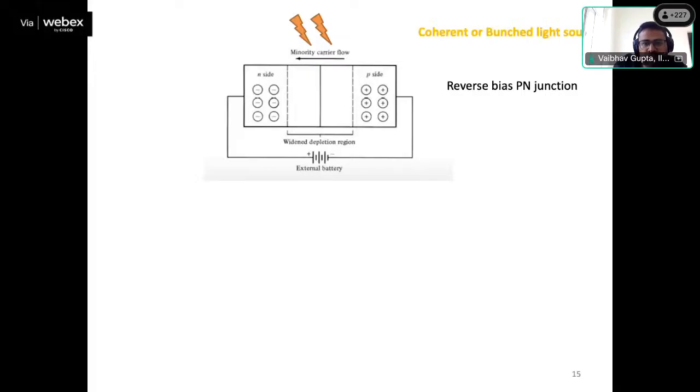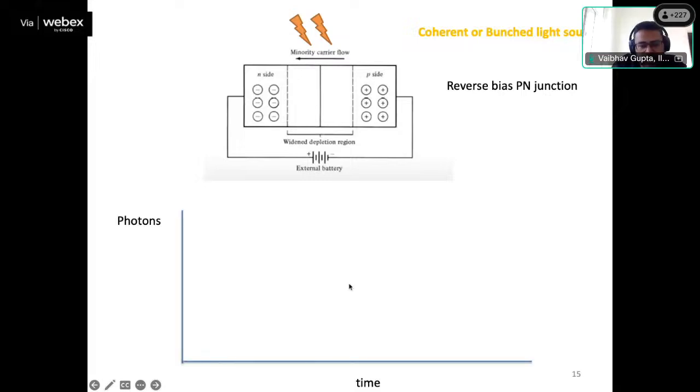Suppose we use a coherent or bunched light source. This is what happens when the photons hit. Let's say on the x-axis we have time, and here we have photons. Since it is a coherent or bunched light source, the photons will not be equally spaced; there will be some randomness. Now these photons will hit this junction.